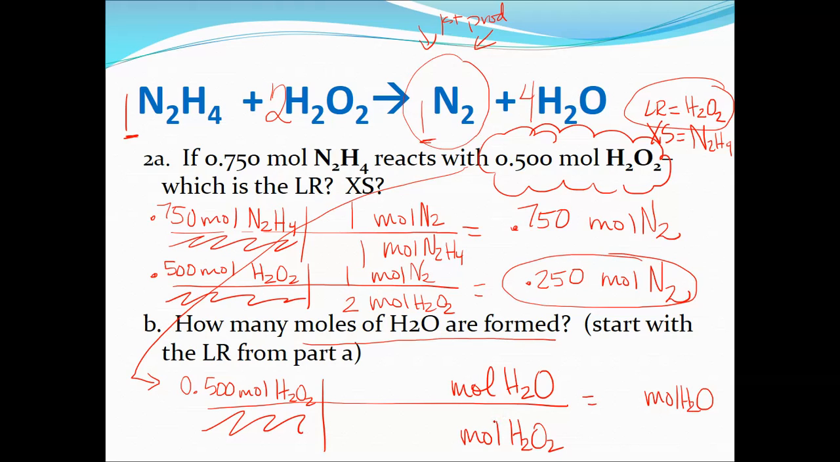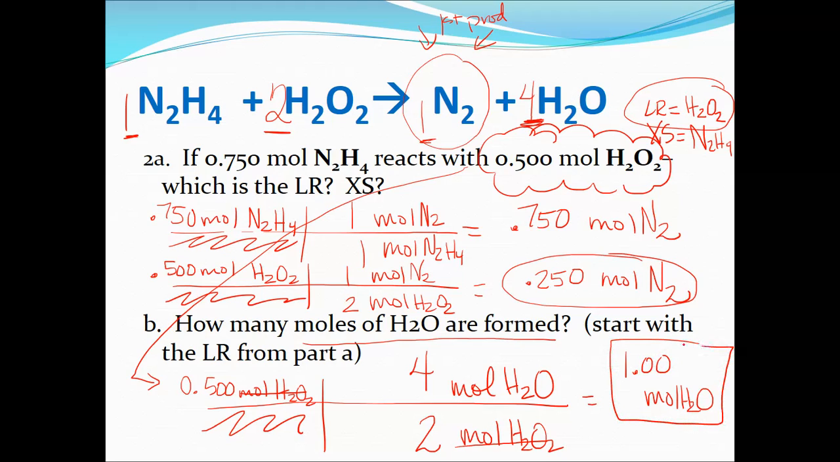Let's look at our balanced equation. The water, H2O, has a 4, so it's a 4 ratio to the H2O2, which has a 2 ratio. Notice the moles of the H2O2 will cancel out. So we have 0.5 times 4, which is 2, divided by 2, which is 1. And we need 3 sig figs, so 1.00 moles of water will form. Now y'all plug that in and make sure you get the same answer as I did.